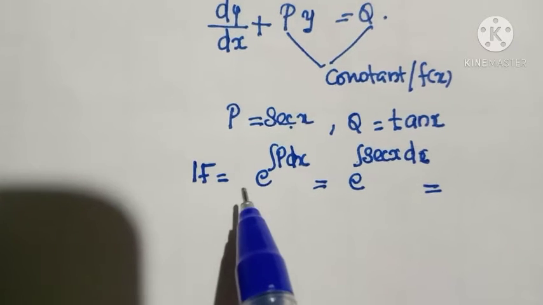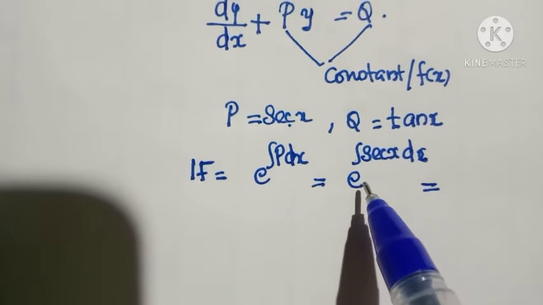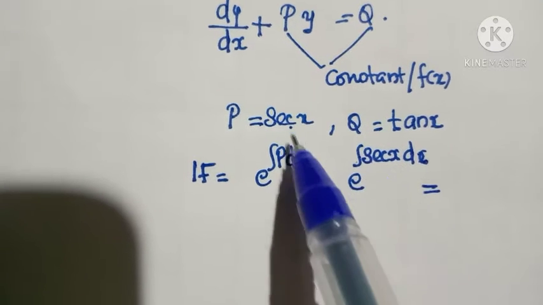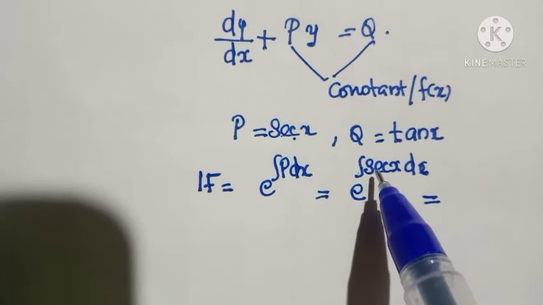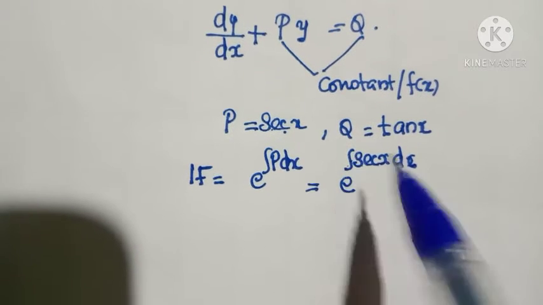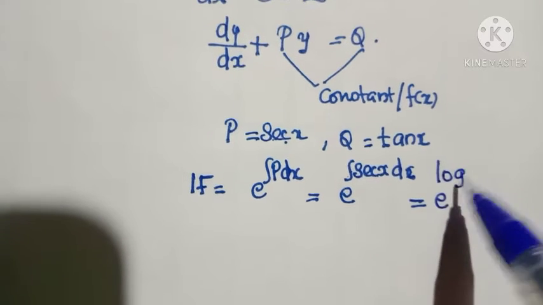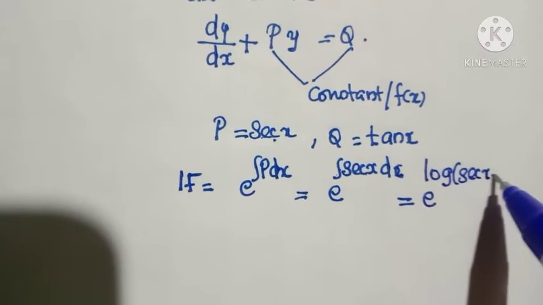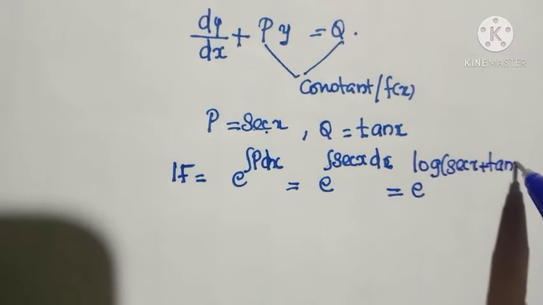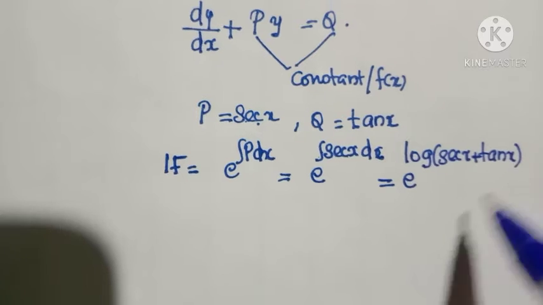Now the integrating factor is e raised to integral p dx, that is e raised to integral sec x dx. Now what is the integral of sec x? The integral of sec x is log of sec x plus tan x.